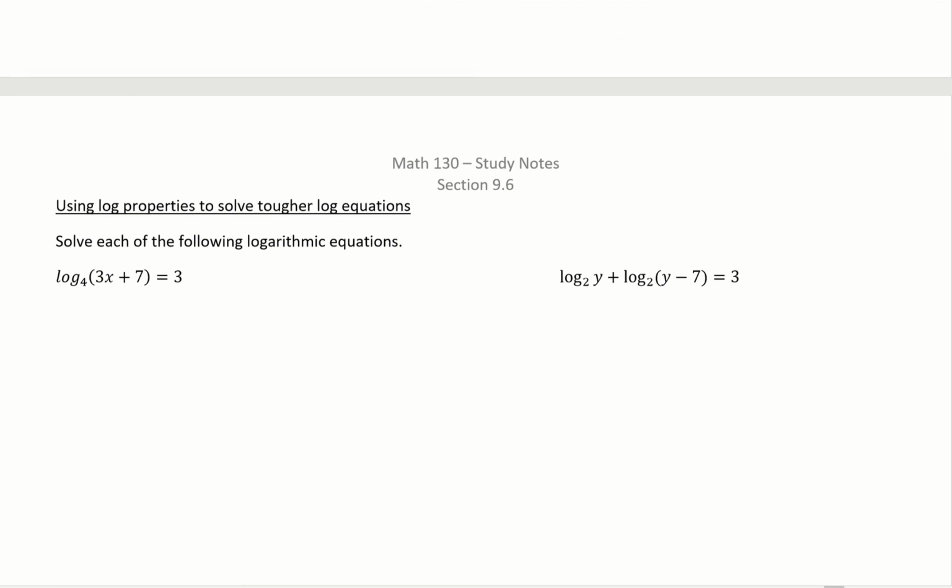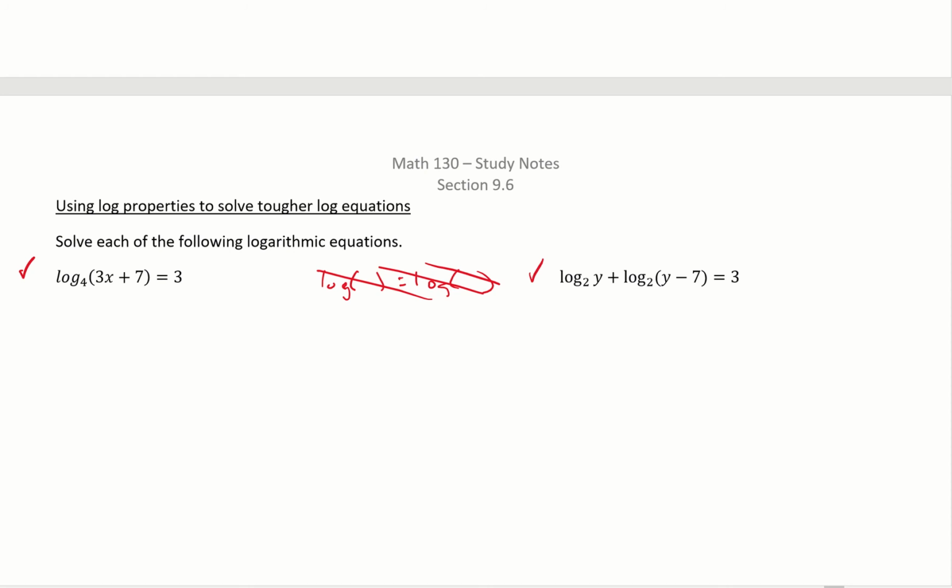Anyway, here are a couple of log equations, but you'll notice that you do not have log of something equals log of something else. So that's off the table. We don't have that going on. What we have is a log of something, in this case right here, is equal to a number, or in this case, a couple of logs added together is equal to a number. And so what do you do when you have that situation?